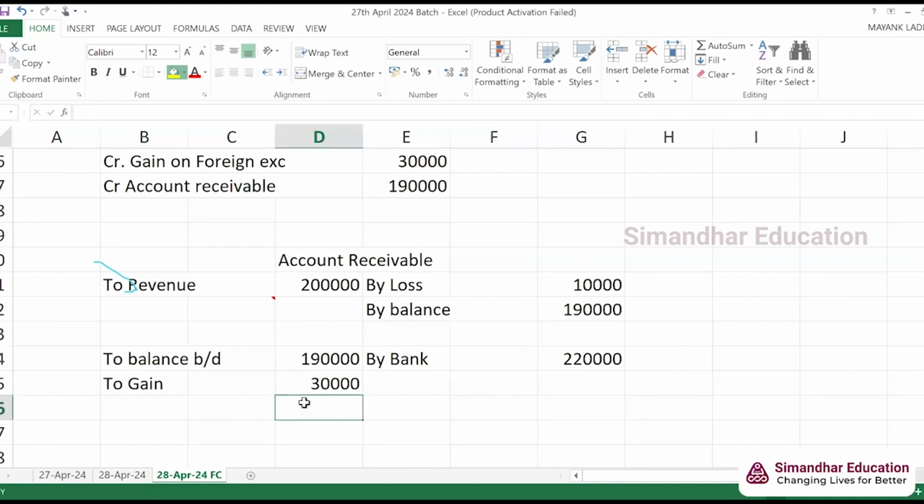It is 0 now. Why are you saying it is not being nil? I don't understand. This is 220 this side, and this is 220 this side.